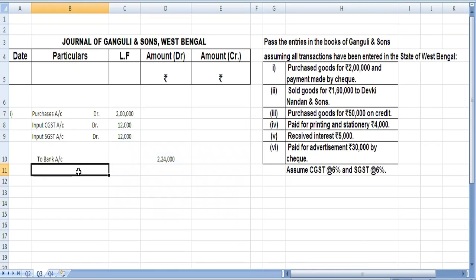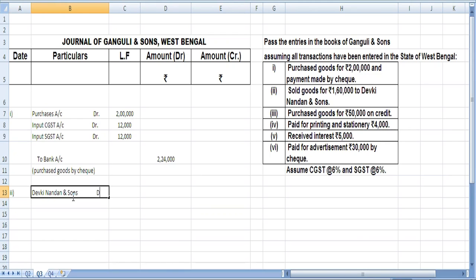Okay, let us write down the narration. Purchased goods by check. The next we have is number 2. In number 2, sold goods for rupees 1,60,000 to Devki Nandan and Sons. So here Devki Nandan is becoming the receiver. So we will write here Devki Nandan and Sons.